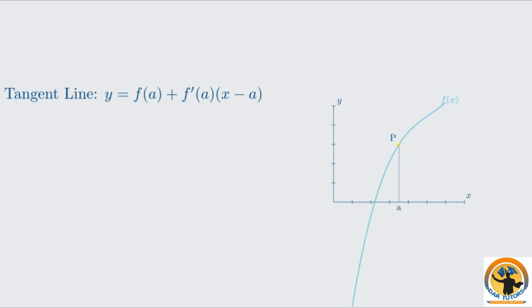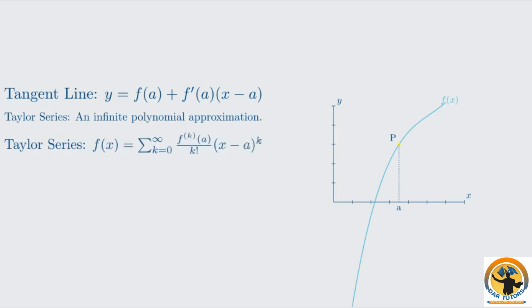A straight line can't capture the curvature of a function. To do that, we need a polynomial of a higher degree. This leads us to the idea of a Taylor series, which is an infinite polynomial that can represent a function perfectly within a certain interval. The general form of a Taylor series for a function f of x centered at x equals a is the sum from k equals 0 to infinity of the kth derivative of f at a divided by k factorial, all multiplied by x minus a to the power of k.